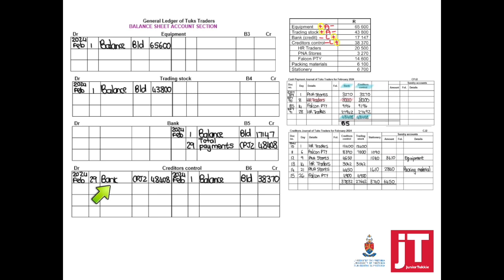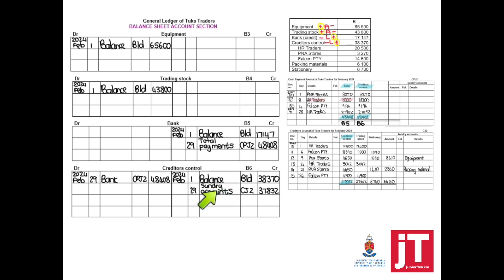From the CPJ, my details is always bank. Indicate that you've taken into account number B6. Posting from the creditors journal, creditors control will always be credited. Our liabilities is going to increase on the credit side.